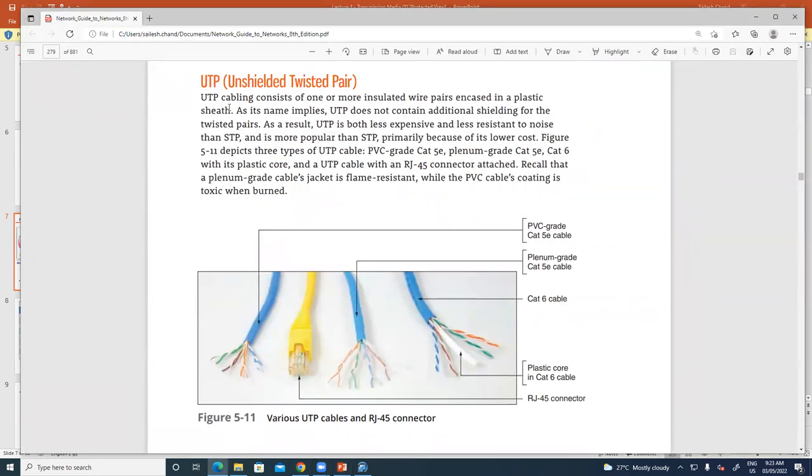Unshielded twisted pair consists of one or more insulated wire pairs encased in a plastic sheet. UTP does not contain additional shielding. So UTP, the unshielded twisted pair, has no shielding, and UTP is less expensive.